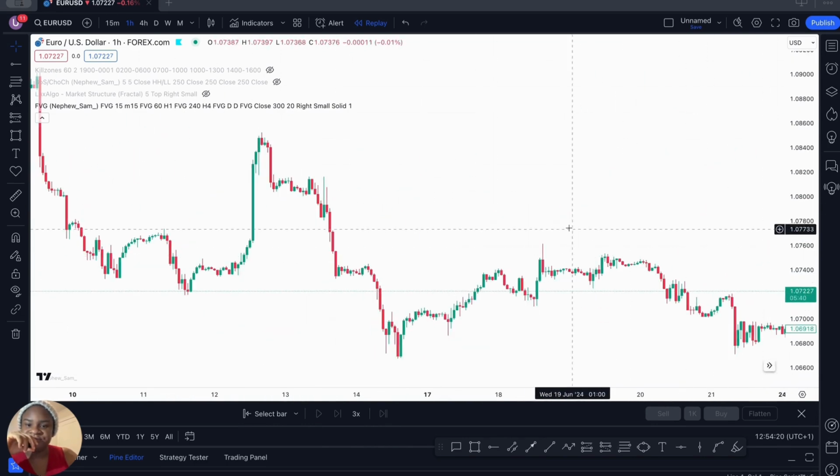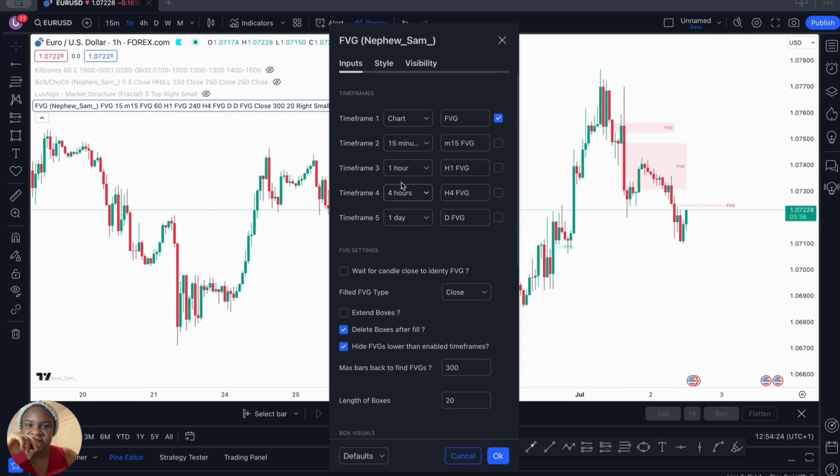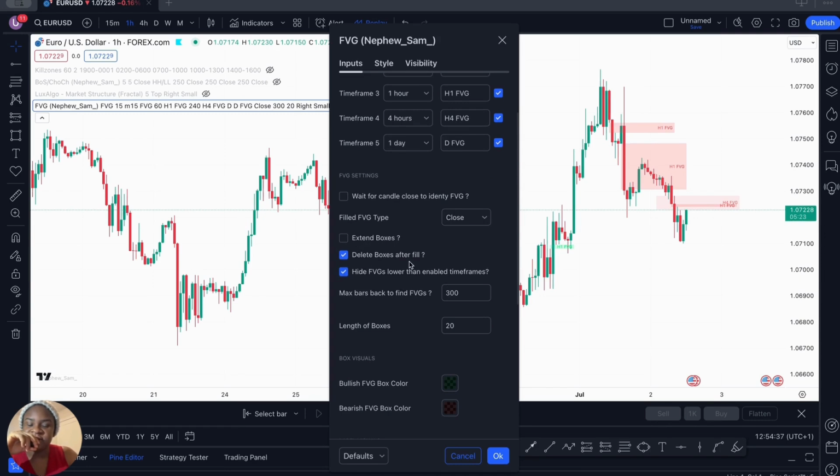Fair value gap. If you go around your chart very well, it depends on your setting. You can come in here and set your timer. You can set your timer how you want your chart to be for your fair value gap. You can delete boxes after fill. That means when the market has been filled, the boxes should be deleted. But if you don't want that, you can untick it and leave the boxes.